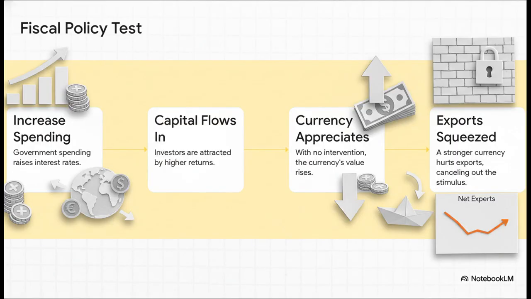But now for the twist. What happens to fiscal policy in this world? The government spends more, driving up interest rates. Capital flows in, seeking those high returns. But with no anchor, the currency just gets stronger and stronger. And a super strong currency, that's terrible for your exports. Your net exports just fall off a cliff.